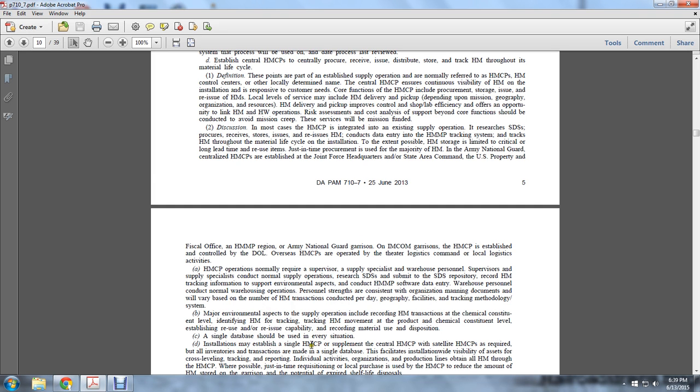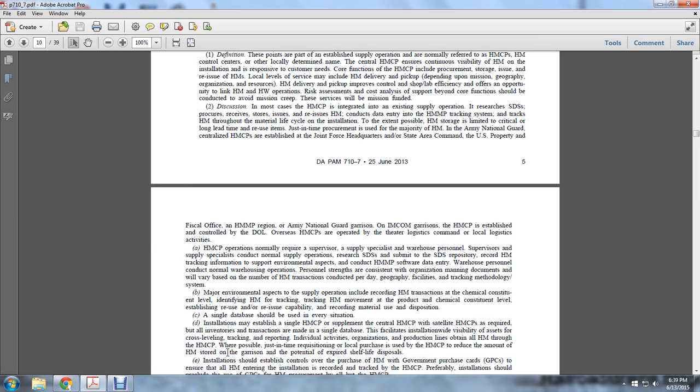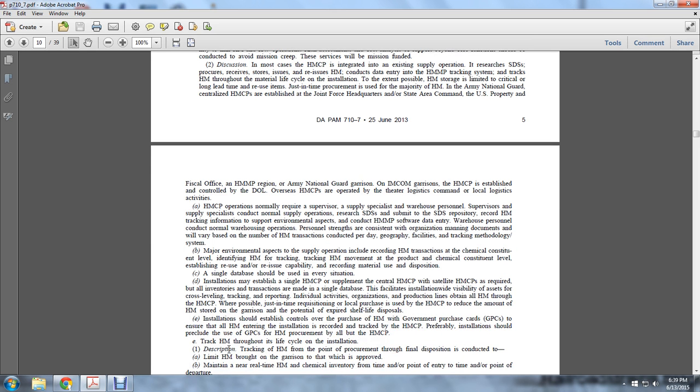Installations may establish each single hazard material control program, supplementing the center hazard material control program with satellites of the hazard material control program as required, but all inventories and transactions are made in a single database. The facility's installation-wide visibility of the assets allows for cross-leveling, tracking, and reporting of individual activities, organizations, and production lines obtaining the hazard material. When possible, just-in-time requisition and local purchase are used in the hazard material control program to reduce the amount of the hazard material stored on the garrison or potentially expiring shelf life at disposal.